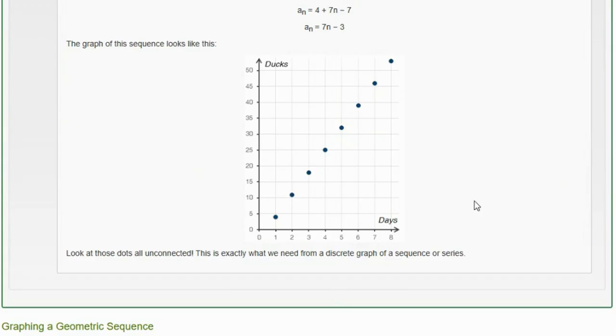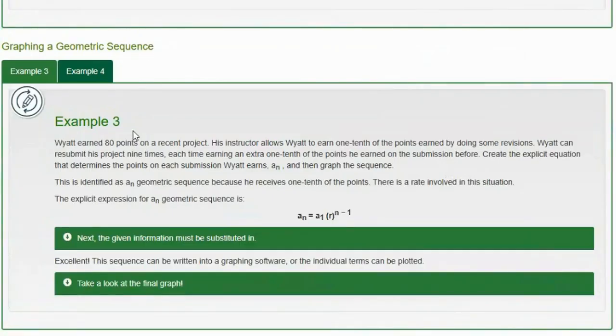Check your work. Day 8 could be right up here at 53. Look at all the unconnected dots. Perfect. So that is what the graph looks like, just like ours here. All right. Graphing in geometric sequence. So let's write down that formula that we're using for that. A sub n equals a sub 1 times r raised to the power of n minus 1.